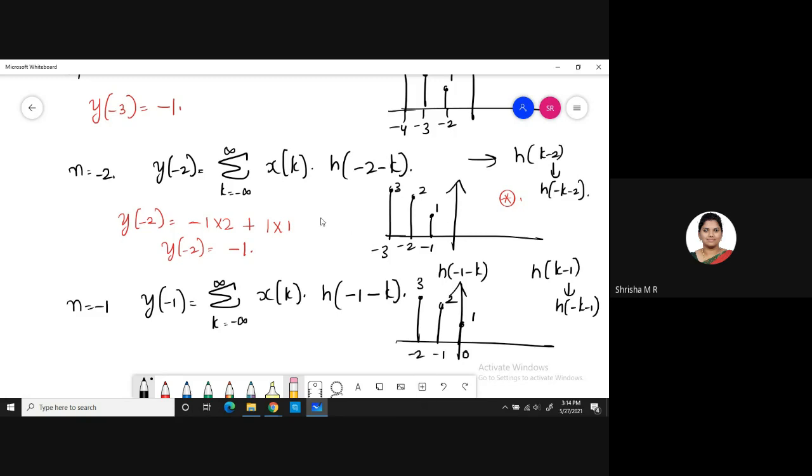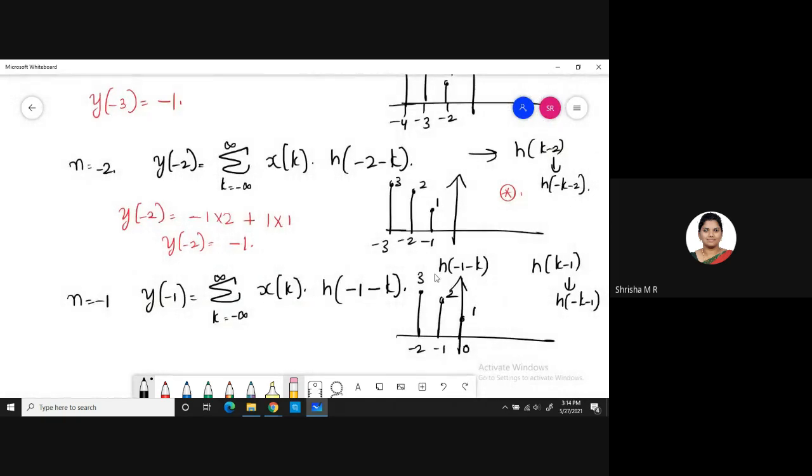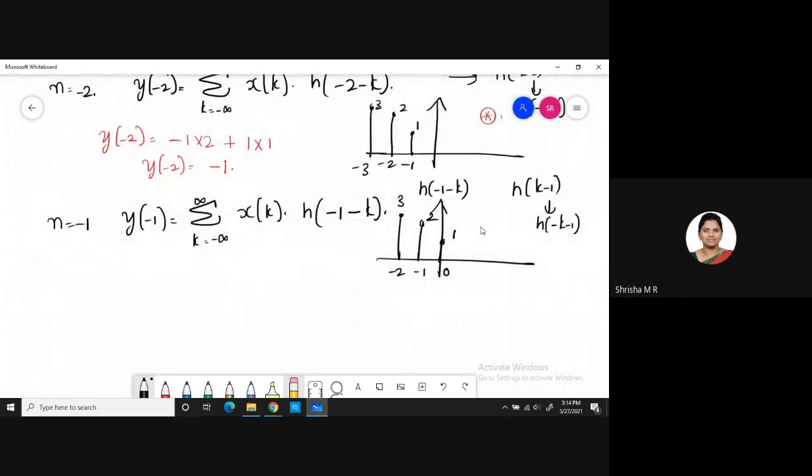Okay, now you check the overlapping space between this x of k and h of -1 minus k. I will plot x of k here for your reference. X of k is, sorry, it's plus 1, minus 2, plus 2. So at -1 it is 1, at plus 1 also it is 1, at -2 it's -1. This is your x of k. Now check the overlapping space, where it is overlapping.